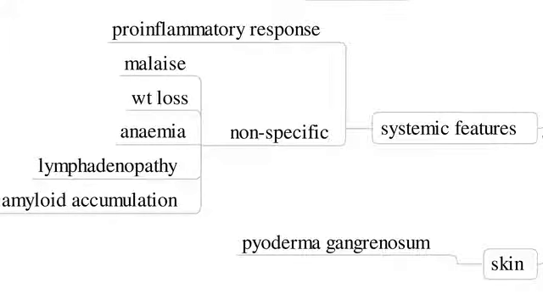And lastly, a lot of patients with rheumatoid arthritis present with systemic features which are non-specific, such as malaise, weight loss, anemia, lymphadenopathy, amyloid accumulation. And less commonly, pyoderma gangrenosum can also be seen in patients with rheumatoid arthritis.